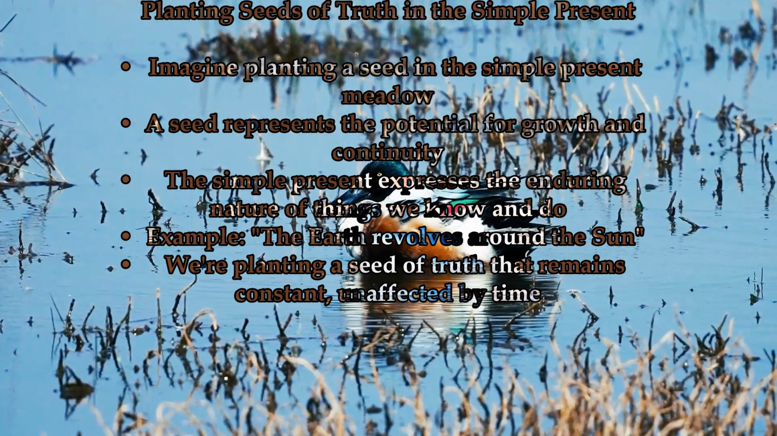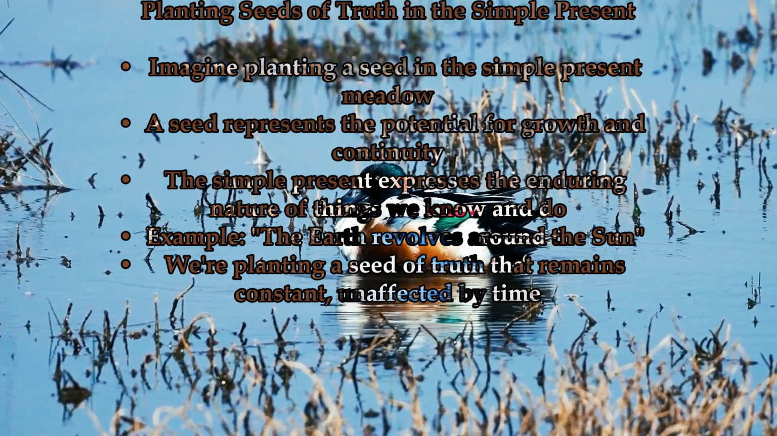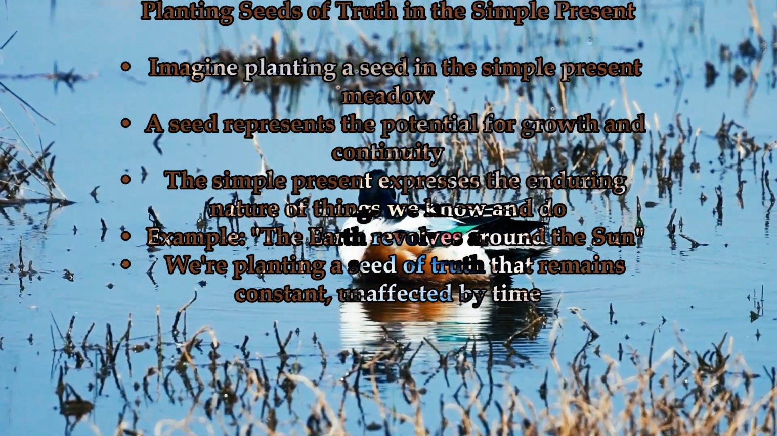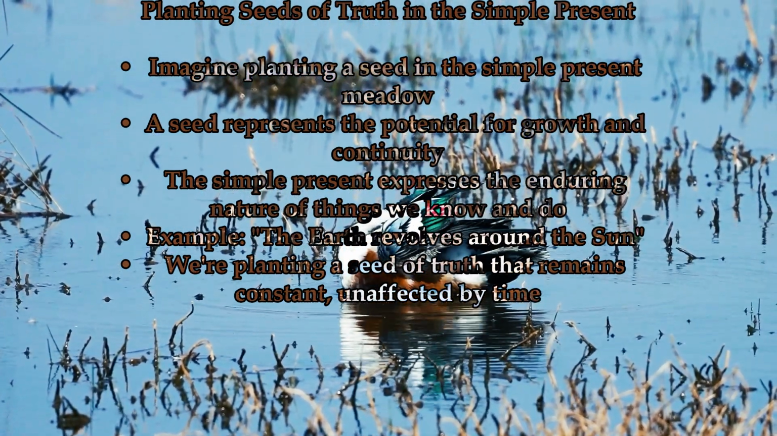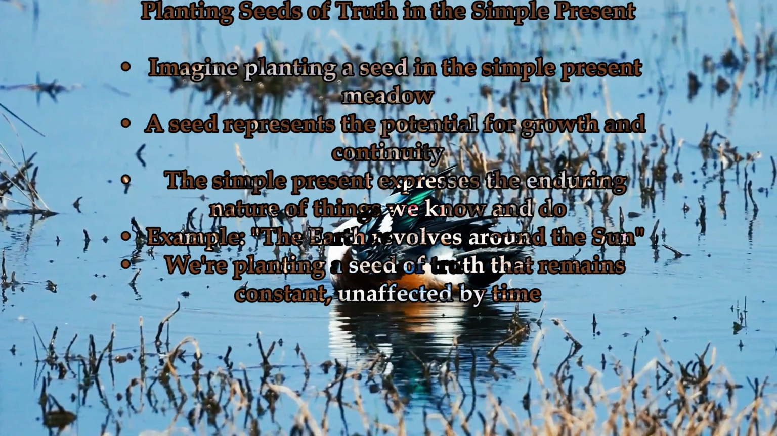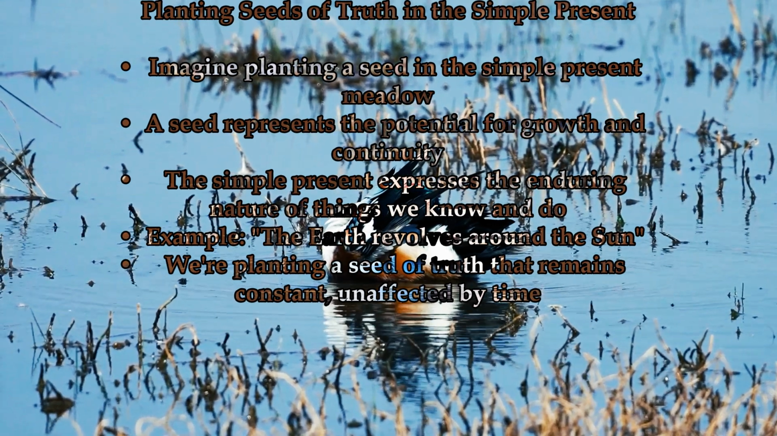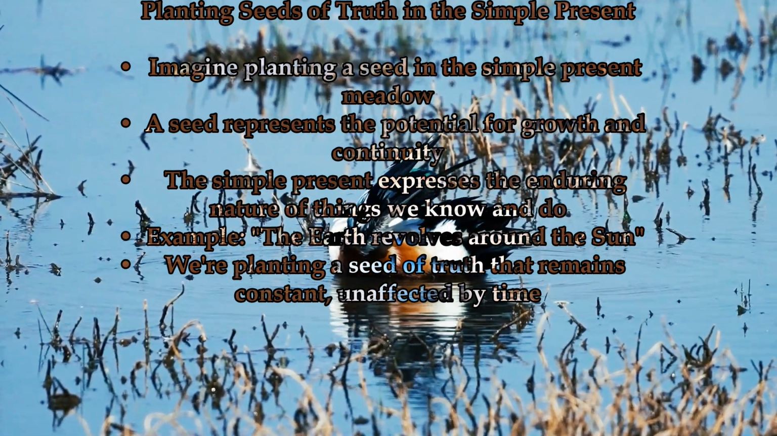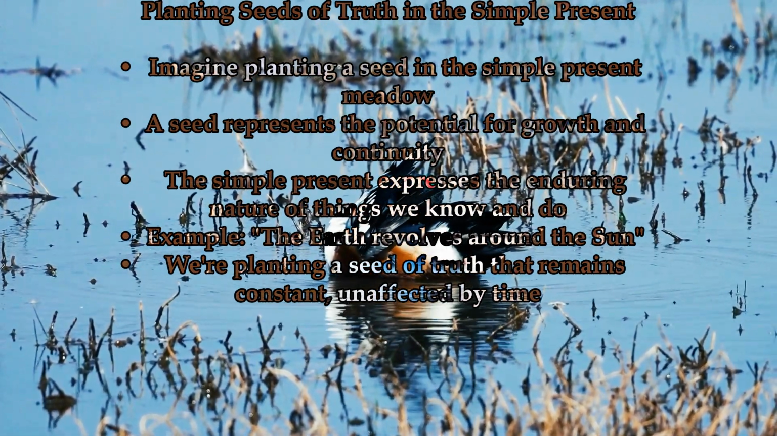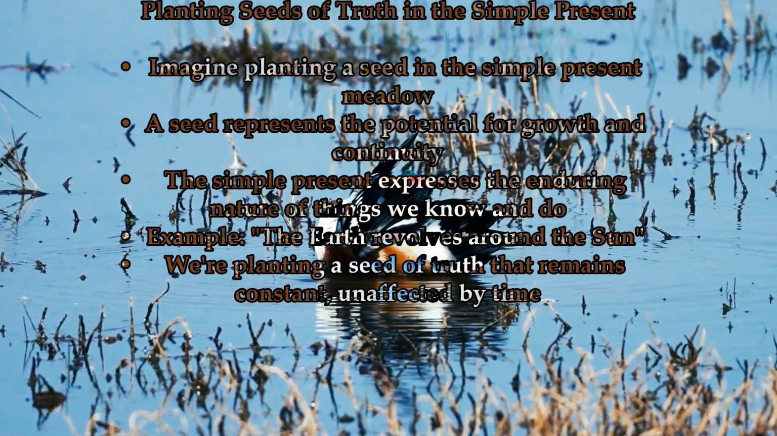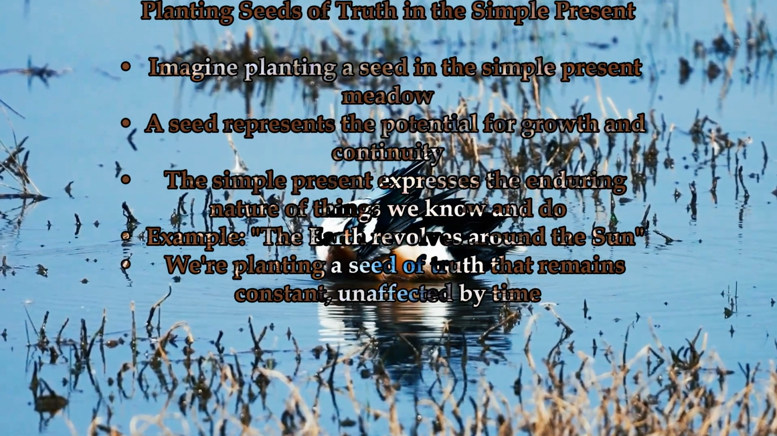Imagine planting a seed in this meadow. Just as a seed represents the potential for growth and continuity, the simple present tense expresses the enduring nature of the things we know and do. For example, when we say, "The earth revolves around the sun," we're planting a seed of truth that remains constant, unaffected by the passage of time.